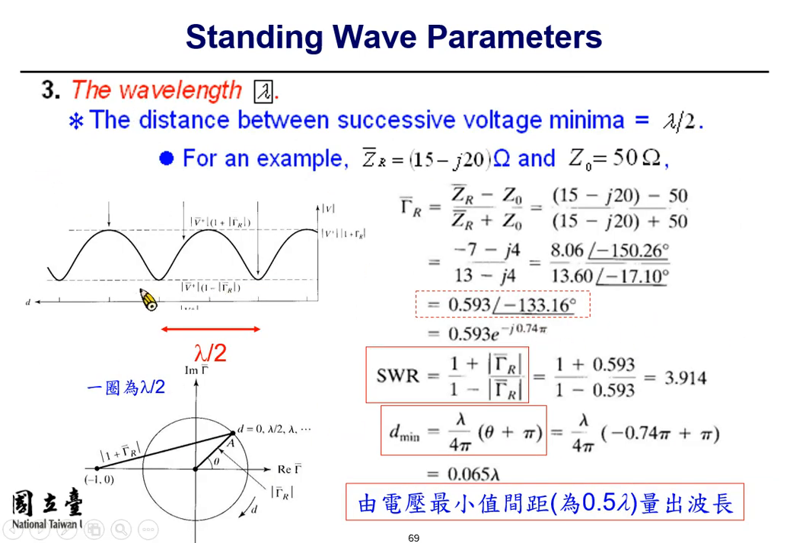Next is the wavelength, which can be found by observing the voltage variation profile. The distance between minima or maxima will be half a wavelength, as I already mentioned. So here's a quick example. If the load is 15 minus 20j, and the characteristic impedance of the transmission line is 15 ohm, then the reflection coefficient can be found through this process.